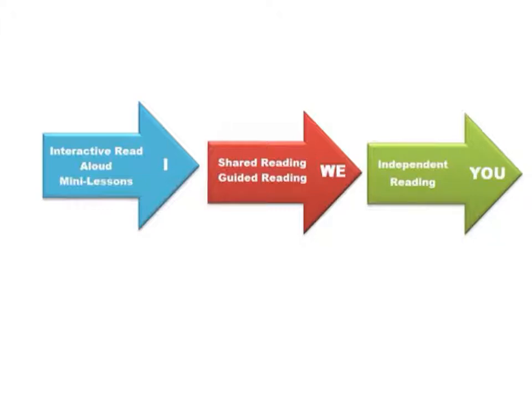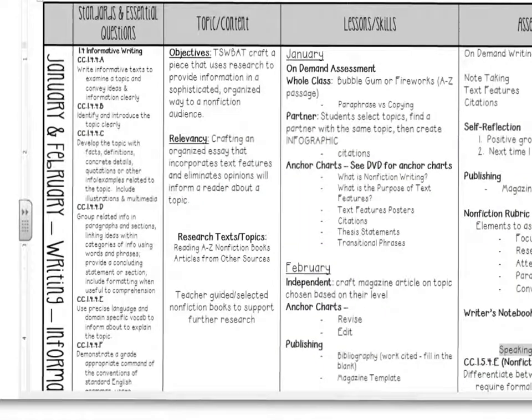So, what we did was each month or unit for writing, we came up with a project that we would model whole class. Then the students would take what they learned and apply it to a partner or small group activity. And then finally, the students would craft an independent assignment where they would use all that they've learned throughout the entire unit. That all brings me to the January and February writing curriculum map, where the students will be working on informational writing.